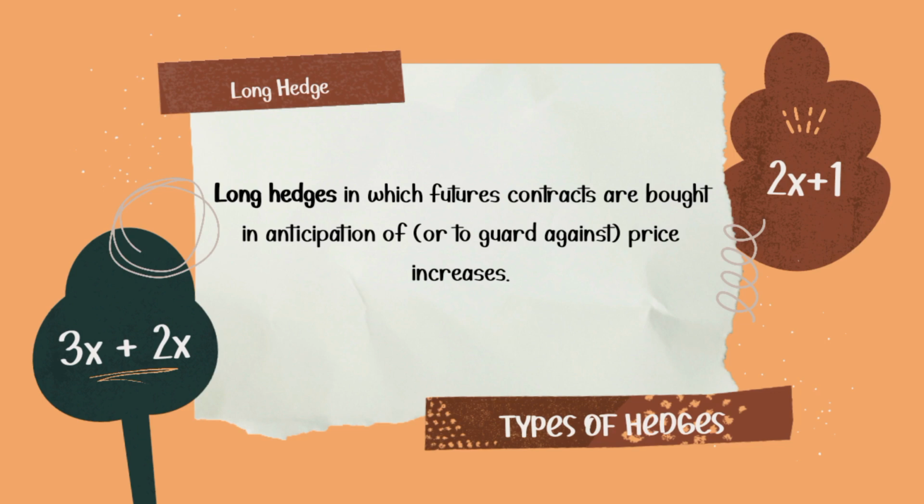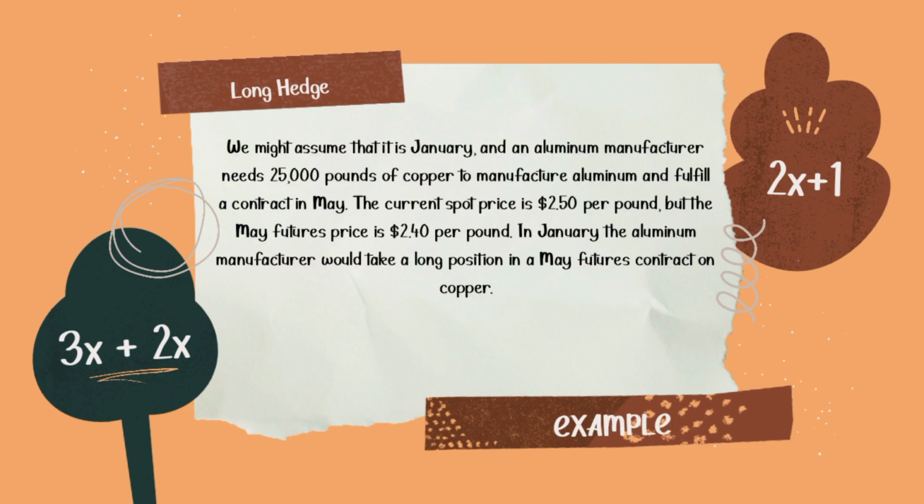First, we have long hedges, in which futures contracts are bought in anticipation of or to guard against price increases. Meaning, a long position means the buyer of the commodity is making a bet that the price of the commodity will rise in the future. If the good rises in price, the profit from the futures position helps to offset the greater cost of the commodity. So we have an example.